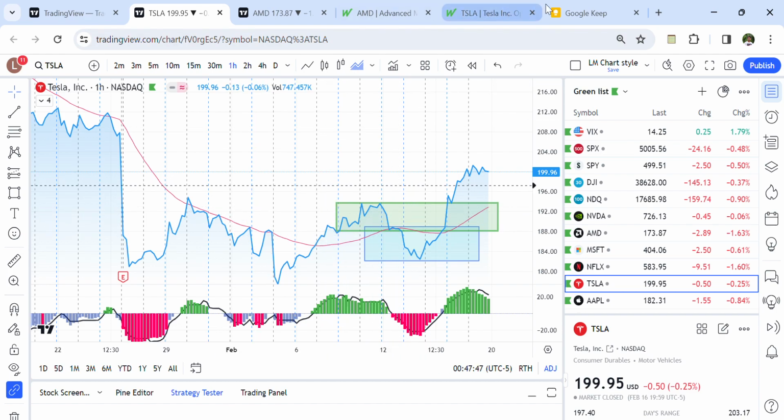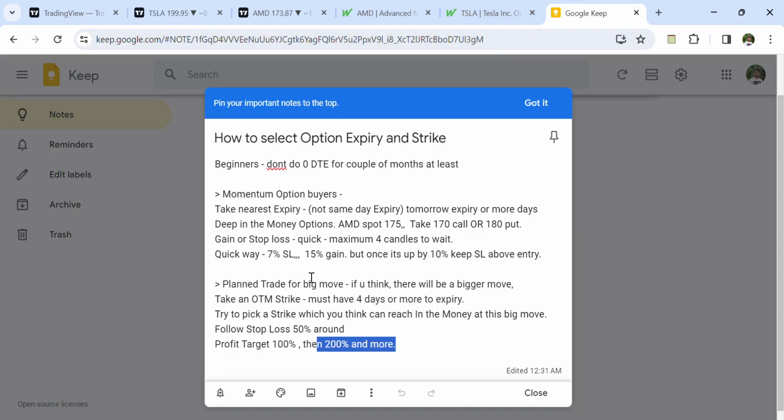Okay, so that is a way to choose your strike and expiry. Once again, if you are a momentum buyer, you are planning for like 15 to 20 minutes, maximum 4 candles. So 5-minute candle, if I'm choosing, I should be able to book my profit in 20 minutes.